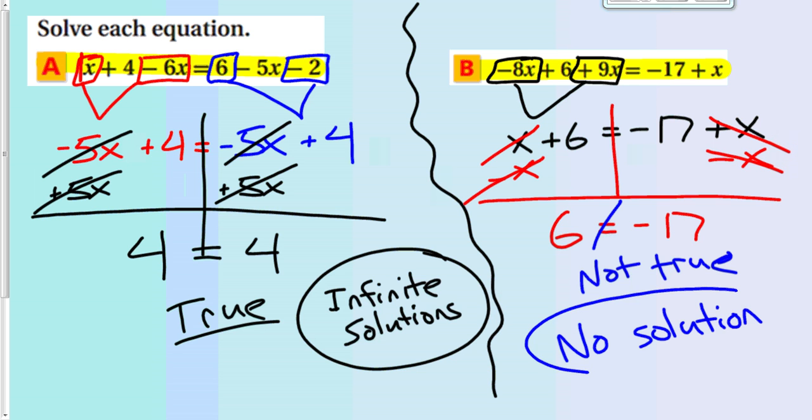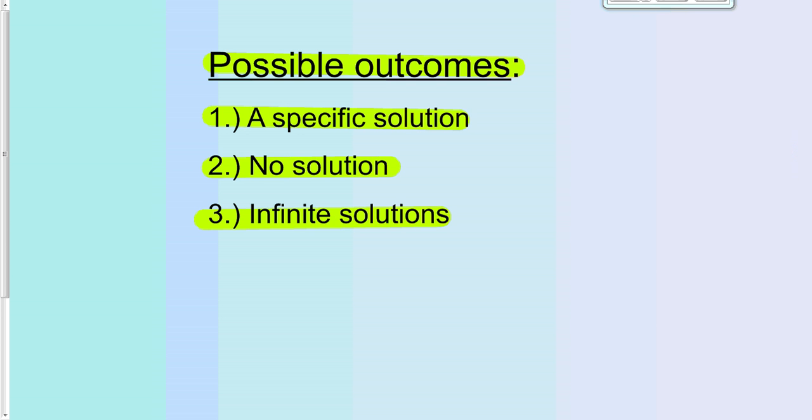So here's the summation of what we've learned today with these equations with variables on both sides. 3 different outcomes. You can have a specific solution, you can have no solution, or you can have infinite solutions. And we will talk more about this tomorrow. But this is the basis of the variables on both sides of the equation when we're solving.